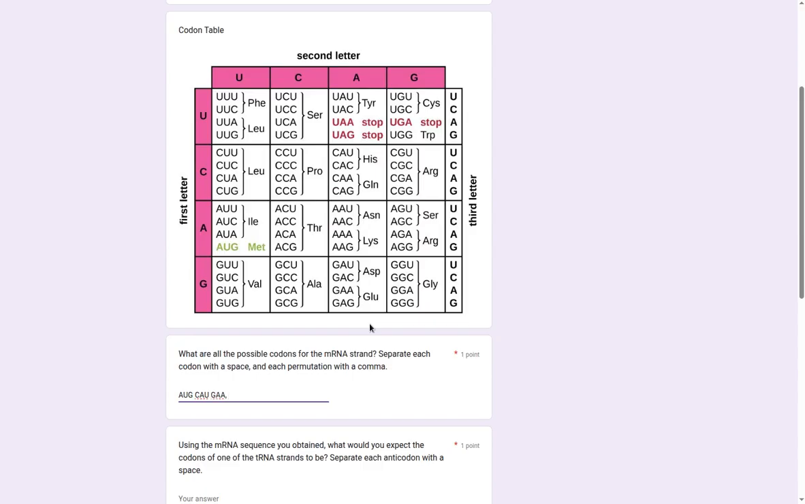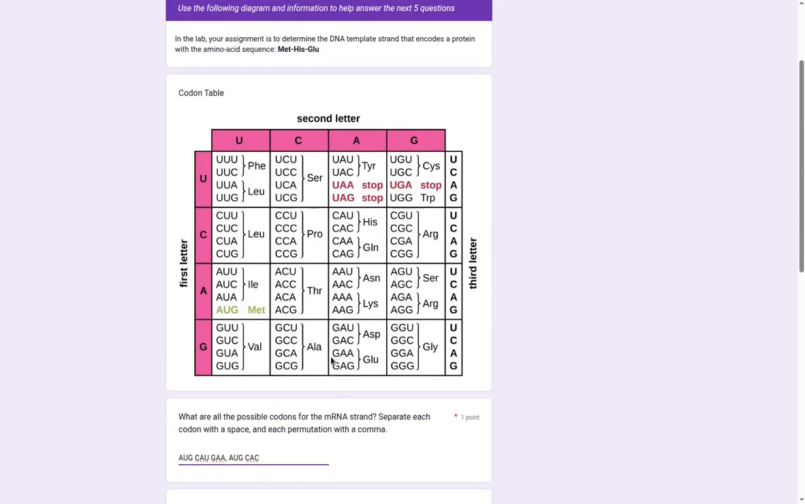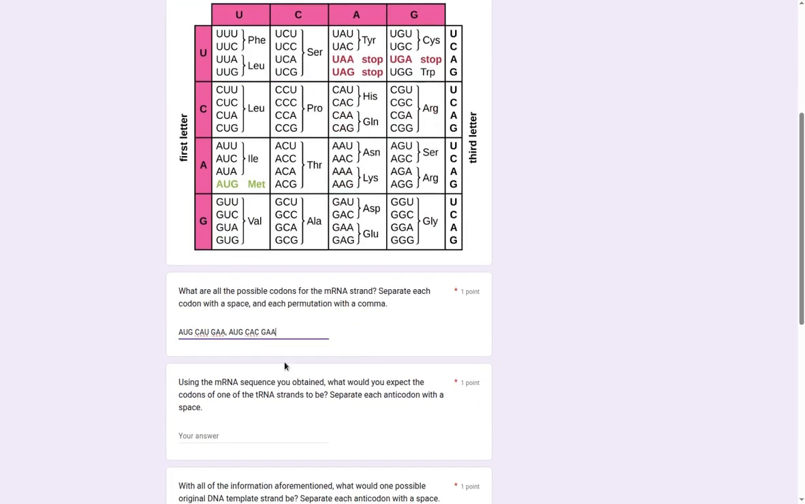This is one answer. And there could be AUG, and then CAC maybe, and GLU, GAA, and so many are possible. Similarly, AUG, and then CAC, and GAA, G. I am writing only three.